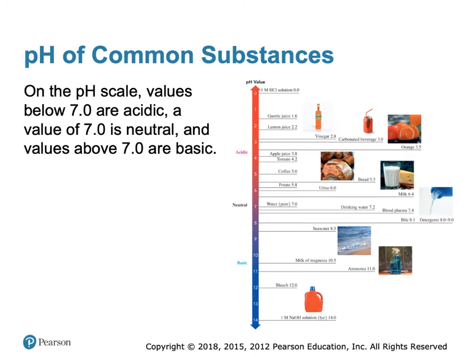So here is a list of the pH of common substances. On the pH scale, values below 7 are acidic, 7 is neutral, and above 7 is basic. So you can see vinegar, lemon juice, they are all examples of acidic solutions. Coca-Cola has phosphoric acid. It is an acidic solution. You have bleach, base, certain detergents. They're much more basic in nature.